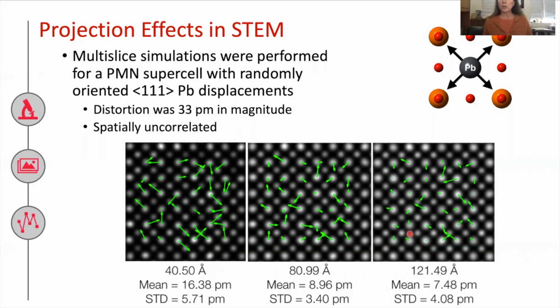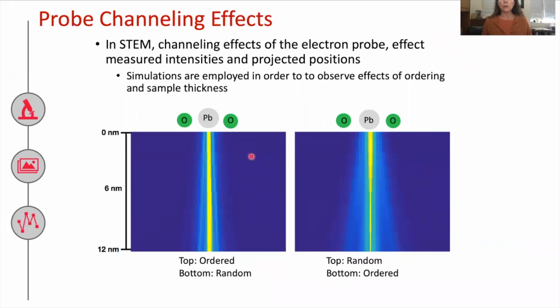And what you'll see is what you measure, where the green arrows are telling you the mean displacement of the lead atoms from the center of mass of the surrounding B cations, that what you measure depends on the sample thickness. Okay, and what's happening is things are getting averaged out as the sample thickness is greater. And this is really due to dechanneling of the electron probe. And this is something we have to take into consideration when knowing under what conditions we can more directly interpret the data from the images and directly relate it back to the structure.